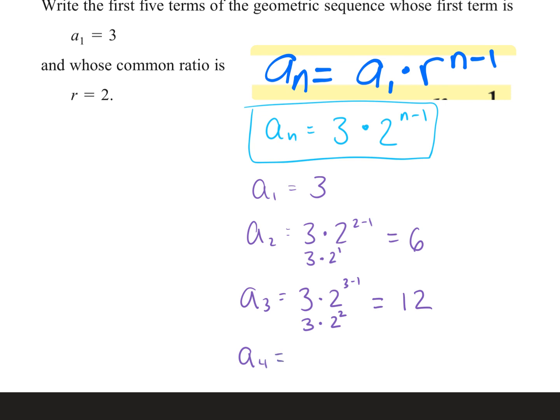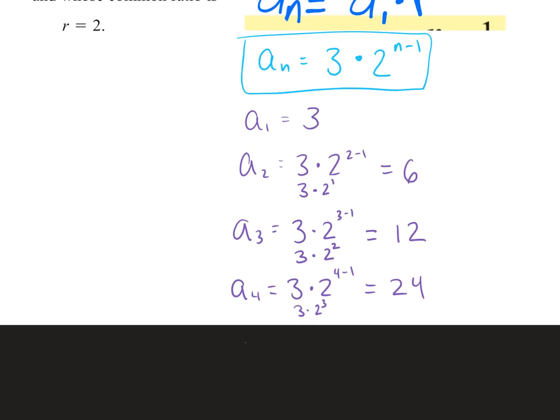Next, let's find a sub 4. So 3 times 2 to the power of 4 minus 1. So 3 times 2 cubed. What's 2 cubed? 8. And what's 8 times 3? 24. And then lastly, let's find a sub 5. 3 times 2 to the power of 5 minus 1 would be 3 times 2 to the 4th power. What's 2 to the 4th power? 16. And 16 times 3? 48.